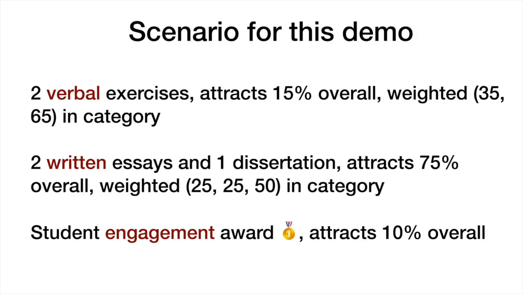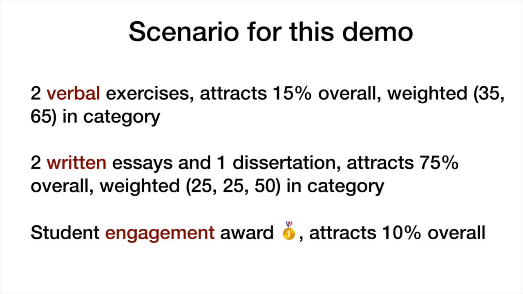Okay, so I've come up with this little scenario for this demonstration. On my course, I'm going to have 5 things for the students to do. First, 2 verbal exercises. These attract 15% overall, and each is weighted. The first one is 35% weighting, and the next one 65% weighting. Why is that? Well, the second one will be more difficult, and put the students under a bit more pressure. Then they've got 3 written exercises, 2 essays and 1 dissertation.